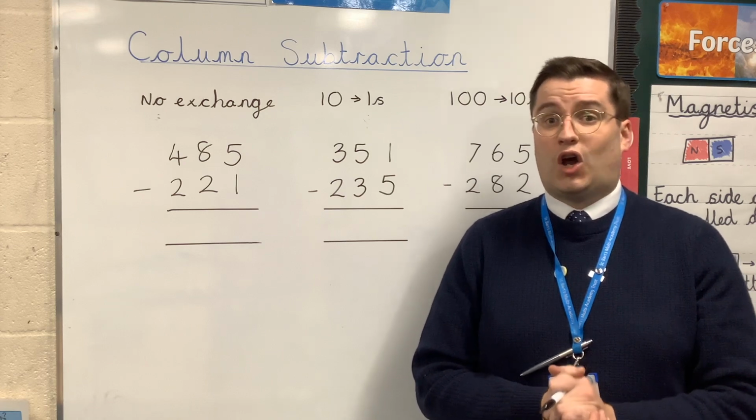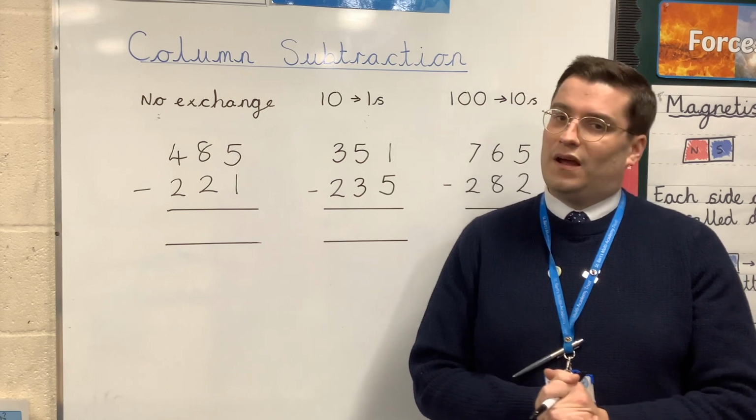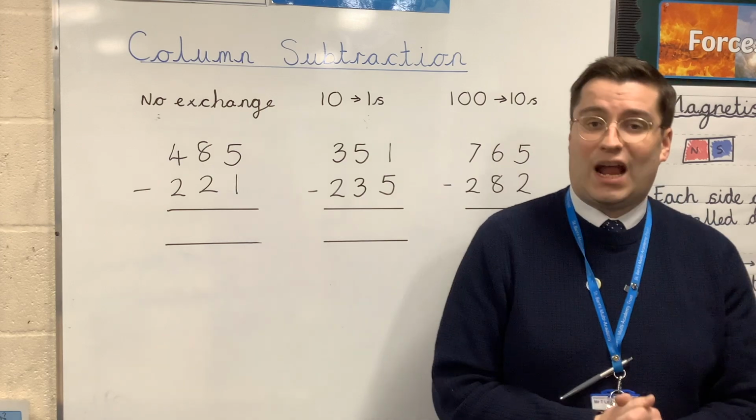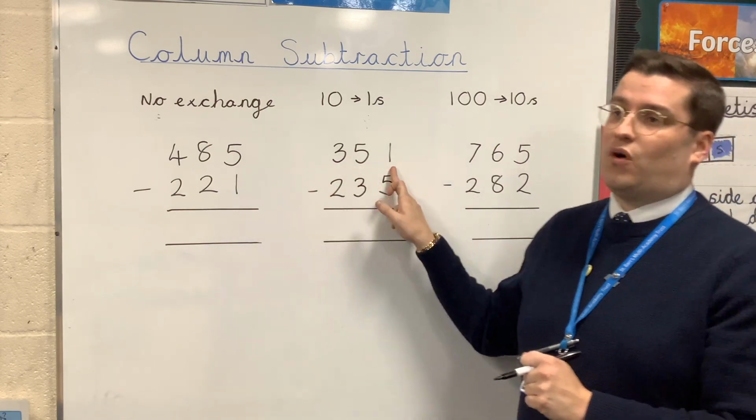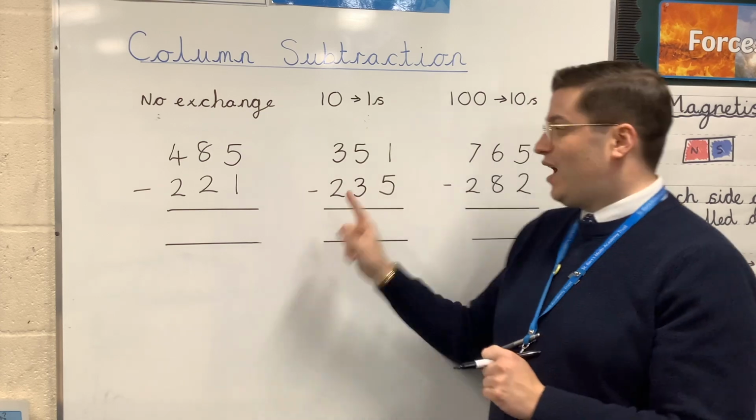Welcome to this guide on column subtraction for year 3. We've got 3-digit numbers again, like we focused on with column addition. Numbers with a hundreds value, a tens value and a ones value. There are 3 integers in that one number.